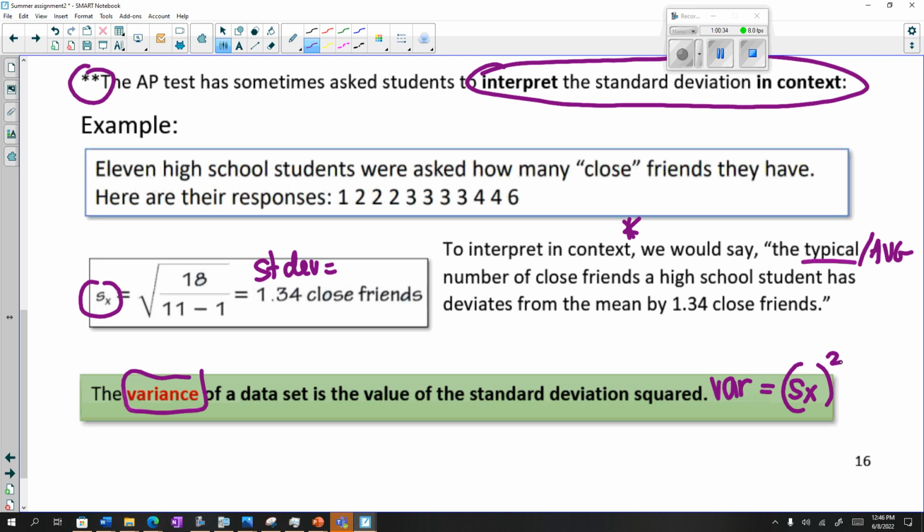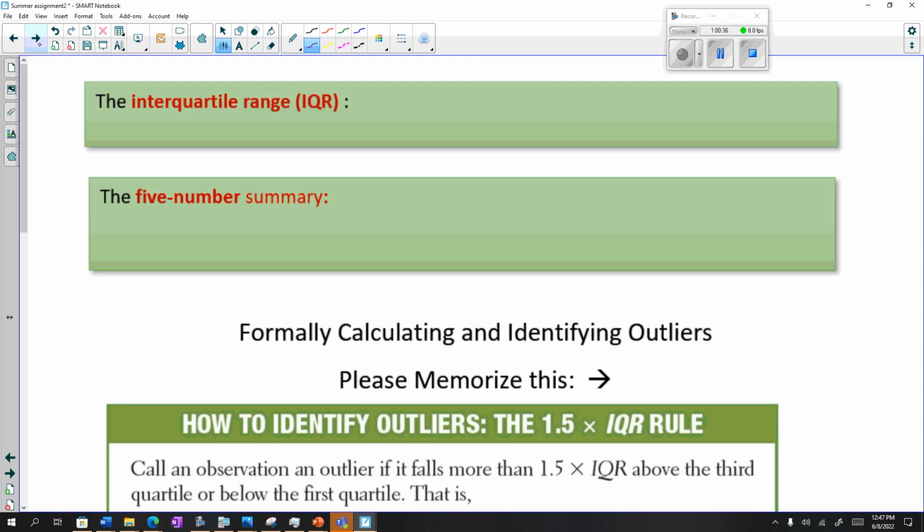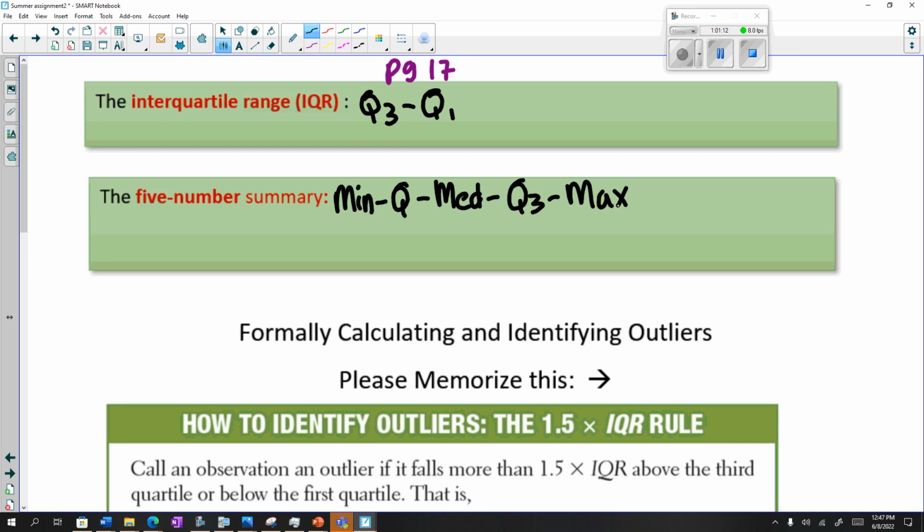Now if you turn to page 17, we have one more important measure of spread, and that's called the IQR. The IQR is known as the interquartile range. To get it, we're going to do Q3, the third quartile, minus Q1, the first quartile. The quartiles are going to come from the 5-number summary, and they include the minimum value in your sample, Q1, the median, Q3, which is also known as the 75th percentile, and the maximum. This can all be found using the calculator, by the way.